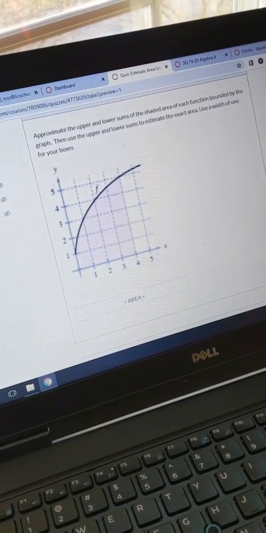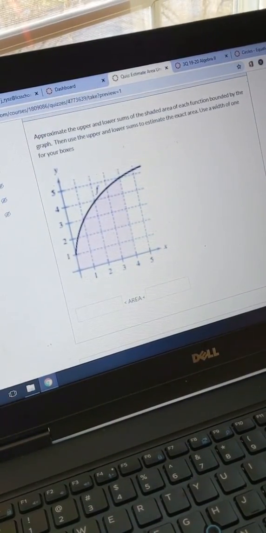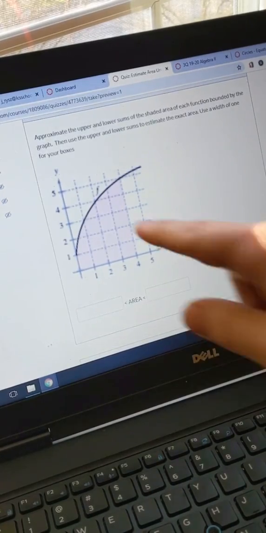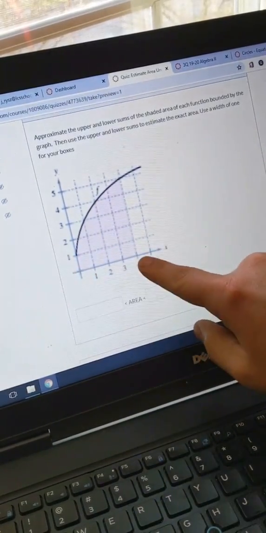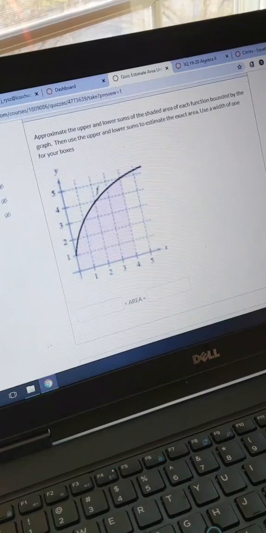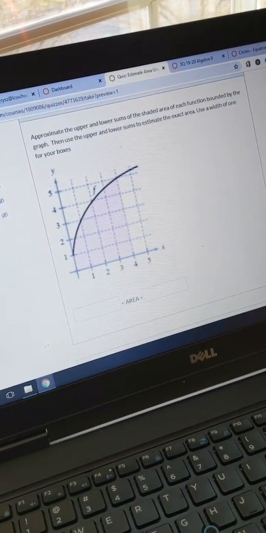Okay, so the first question is, approximate the upper and lower sums of the shaded area for each function bounded by the graph. So we're looking at this part here from 0 to 4. Then use the upper and lower sums to estimate the exact answer. Use a width of 1 for your boxes.